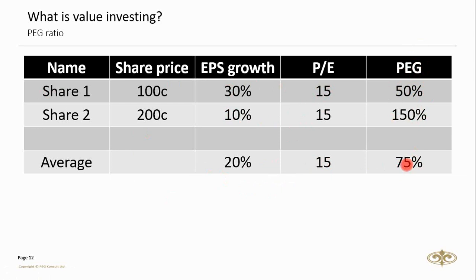Same thing with a PEG ratio. The lower the PEG ratio, the better. As long as the earnings growth rate is higher than the PE ratio at the time of investing, that's the kind of investment you want to look into. So that is a very simple way of looking at the PEG ratio.